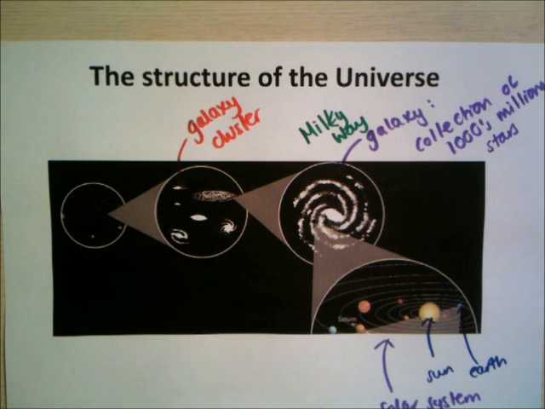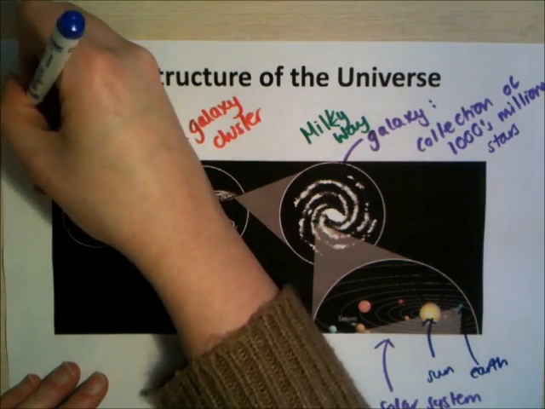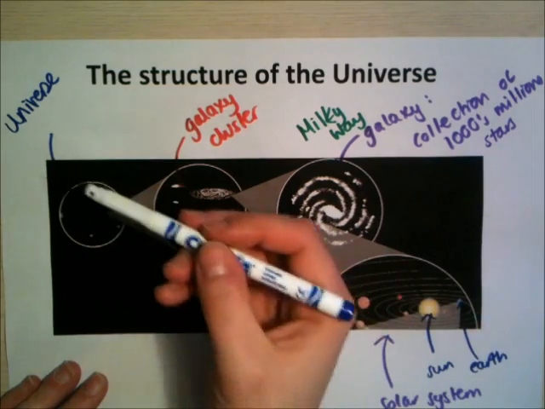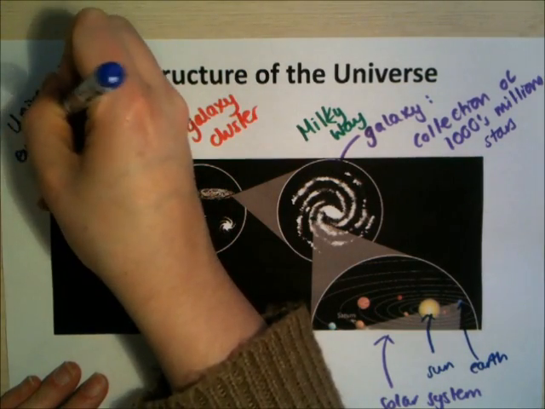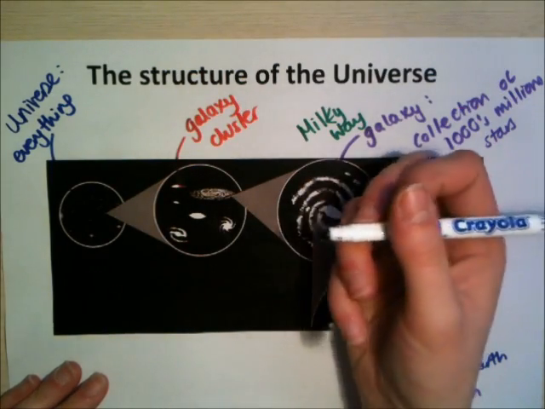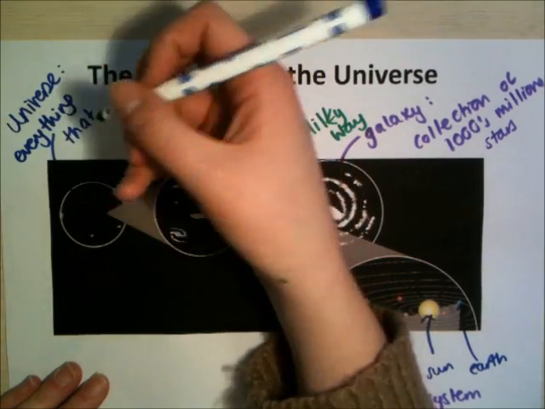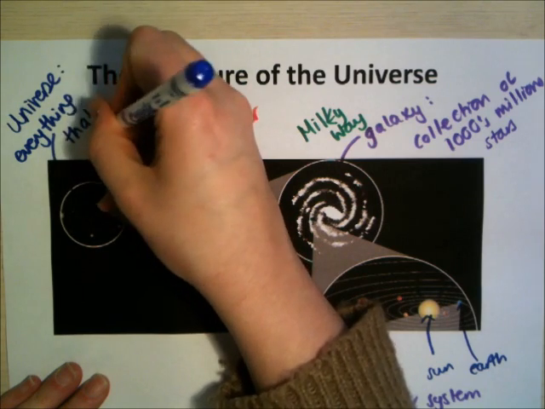If we then zoomed out one more time, we'd get to the larger scale structures in the universe, and that would just be the universe in general. So you'd then get the universe itself, and the universe just means everything that exists. So when people say, can there be more than one universe? No, because then it wouldn't be a universe, because that's everything that exists. There might be multiverses, but that's definitely a question that you don't need to be answering in your GCSE. So the universe is everything that exists.